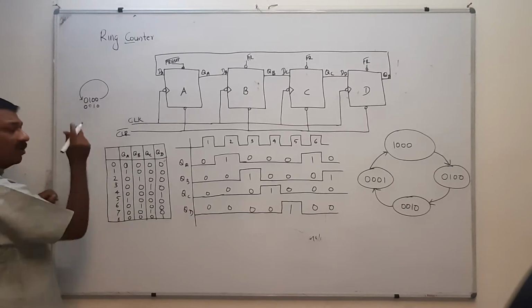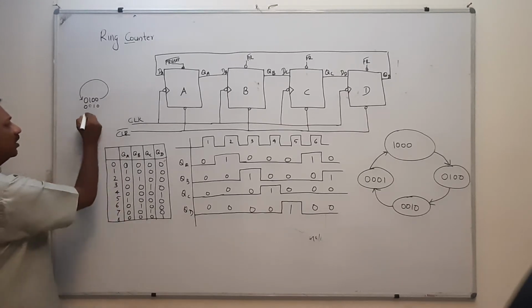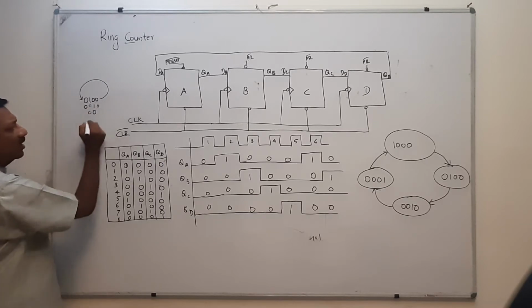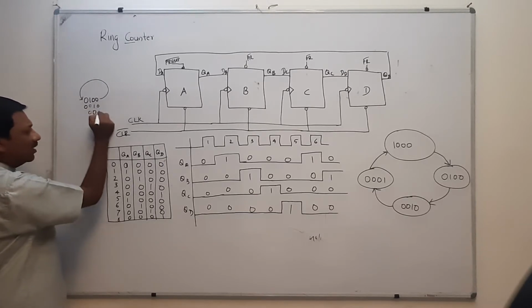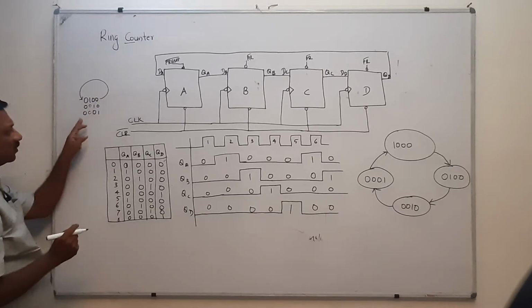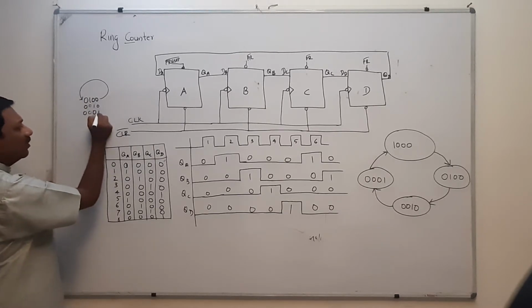Okay. Now for the next clock cycle, what will happen? This 0 comes here, this 0 comes over here, this 1 is coming here, and this 0 is going to this place. And now after that, what will happen?